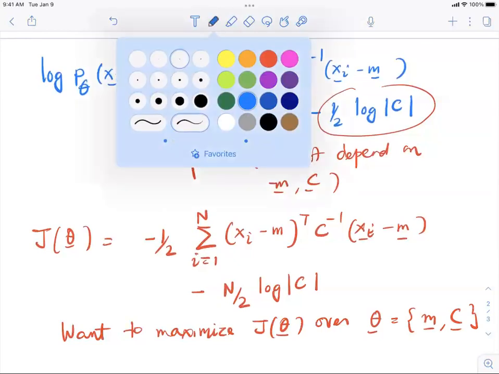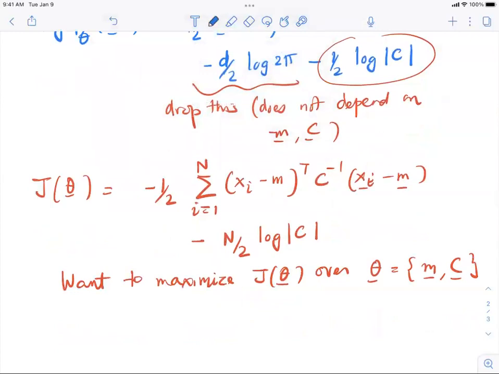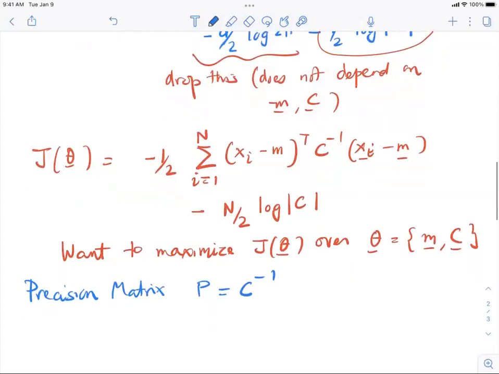So at this point, it becomes interesting to introduce the precision matrix again. Because the precision matrix P is defined to be the inverse of the covariance matrix, if you define it this way, the cost function, or utility function, looks a little nicer, and it will be easier to optimize this over m and p. Remember, we are trying to maximize this function with the data points being fixed, over m and c.